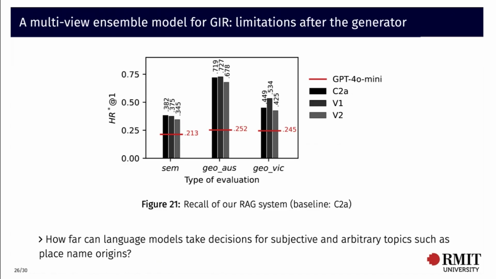In terms of analysis after the generator, so we had a ranker to rank the different candidates and the generator to find the final answer to the question. We didn't find any better. We found better results after the ranker, but not after the generator. And I think that we reached a limit of how far a language model can behave to take decisions, because we have a very subjective question, which is finding the origin of a place name, but the language model is not the suitable model to think subjectively.